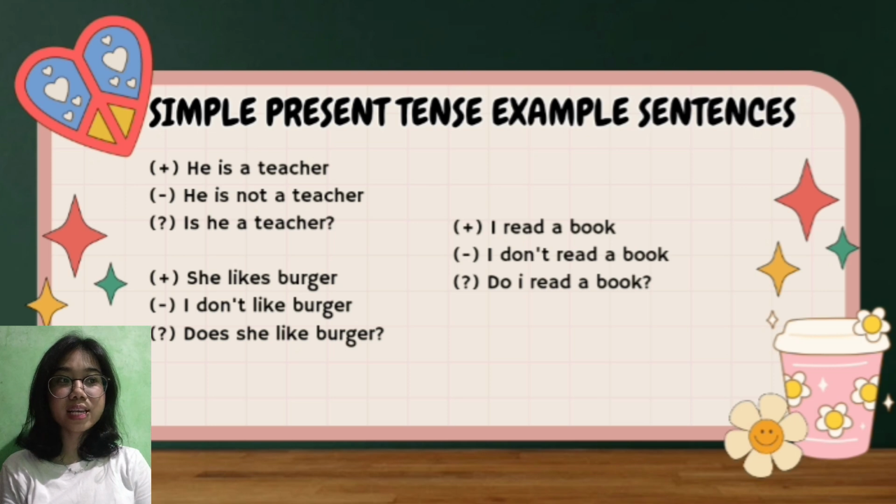Simple present tense example sentences. He is a teacher. He is not a teacher. Is he a teacher? She likes burgers. I don't like burgers. Does she like burgers? I read a book. I don't read a book. Do I read a book?